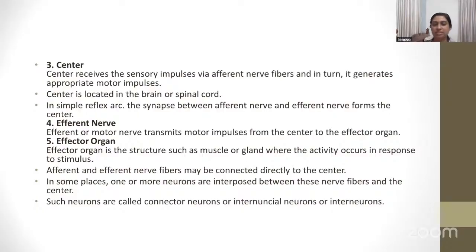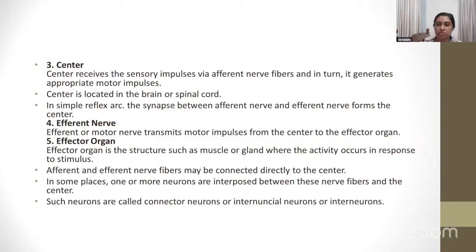In a simple reflex arc, sometimes the afferent nerve and efferent nerve are connected by interneurons or internuncial neurons. Then they will become the center. Interneurons will become the center in a simple reflex arc. Usually the impulses go to the spinal cord, usually the ventral horn, which acts as the center.